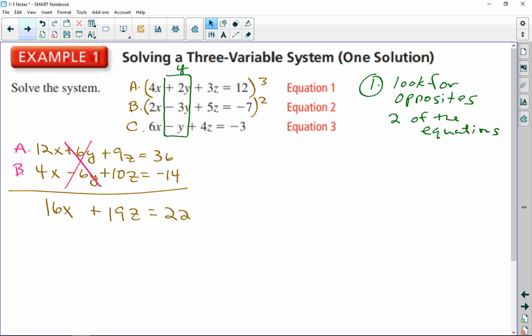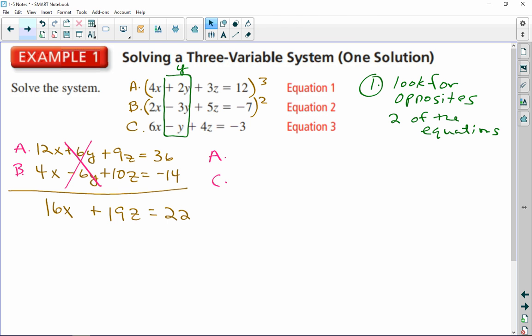Okay, now I've done the first 2. Now I need to do what? I need to take care of C, right? Now, which one would you use? A and C or B and C, do you think? Does it matter? It doesn't matter, does it? As long as I use one or the other. I'm going to use A and C this time.